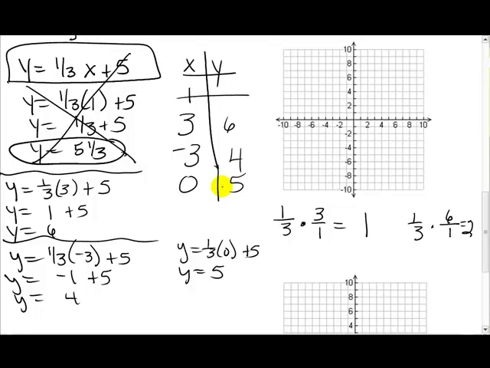Starting at the origin, we will go over 3 and up 6 and put a dot. -3 to the left and up 4. 1, 2, 3, 4. 0 and 5. And you can see they line up. On paper, you're really going to need to use a straight edge, a ruler, or even your ID, driver's license, so that you can get a nice straight line.